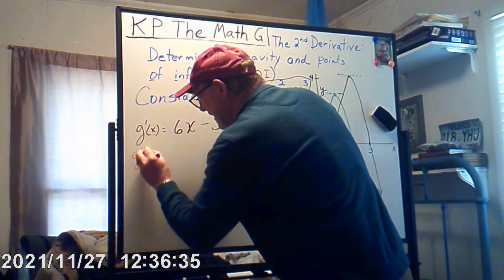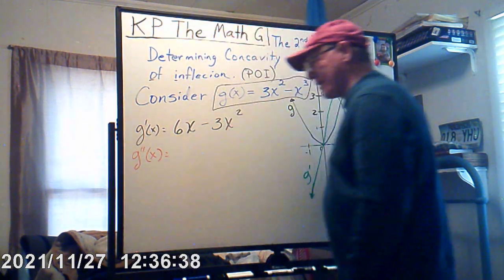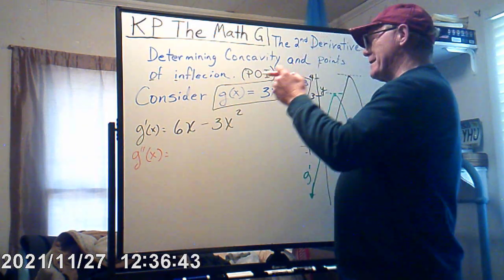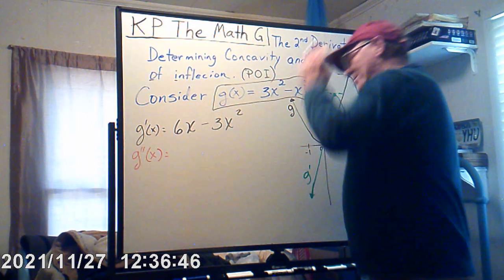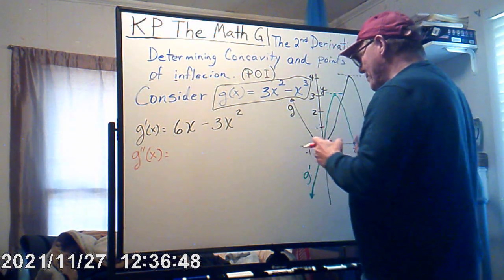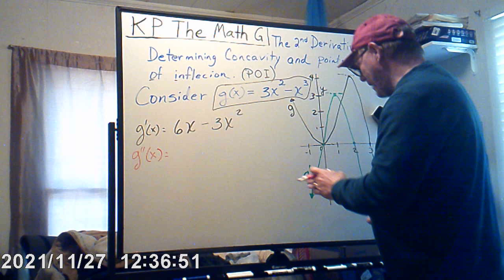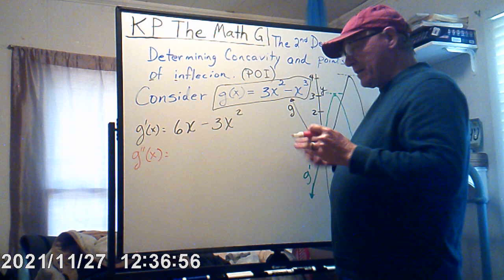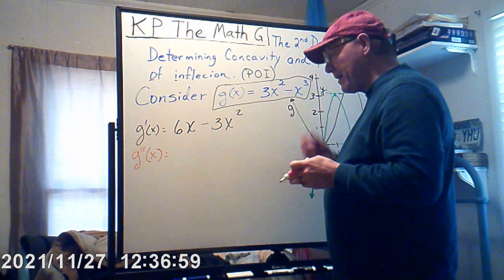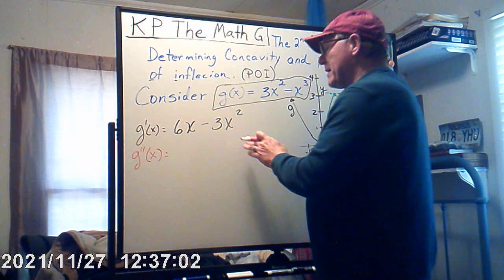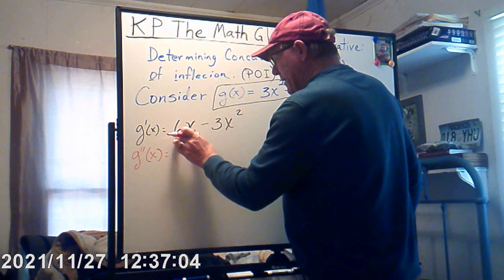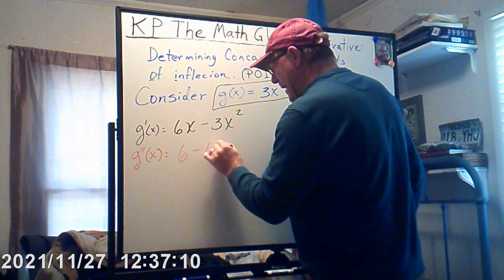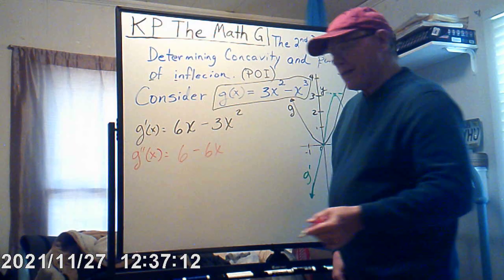G double prime. That's the second derivative. So this is where the concavity is: concave up, concave down, point of inflection. We are going to have a point of inflection on this problem. We've got a nice, smooth curve of G here. So let's take a look at it. We're going to take the derivative of 6x, which is 6, and the derivative of 3x squared, which is 6x, and we're going to set that equal to 0.